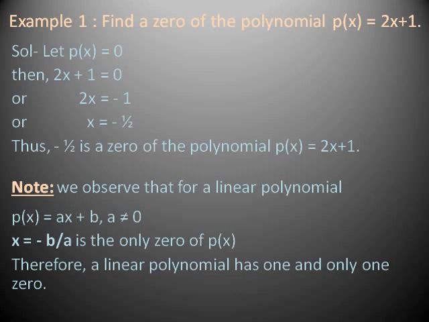Let's solve the next question. Find the zeros of the polynomial p(x) equals x square minus 2x. As you can see, this is a quadratic polynomial. Let p(x) equals 0, then x square minus 2x equals 0. Taking x common, x into bracket x minus 2 is equal to 0, so x equals 0 or x minus 2 is equal to 0.